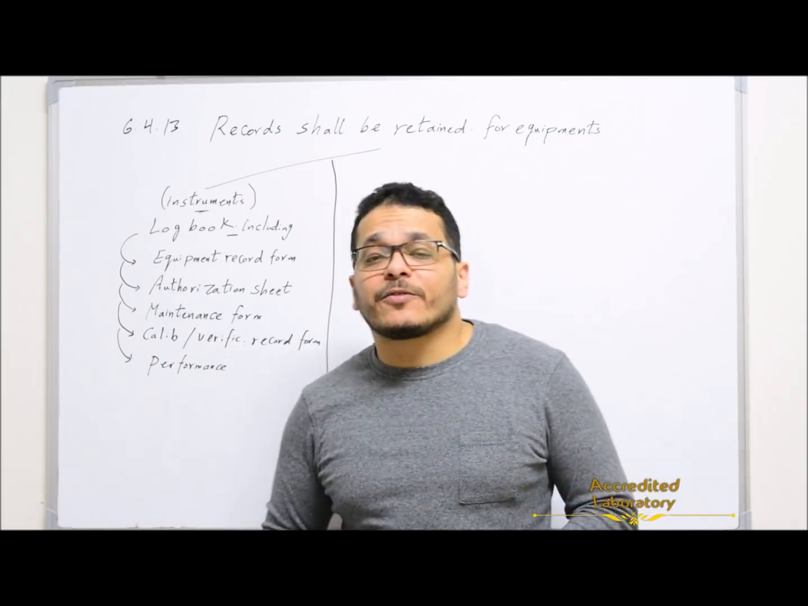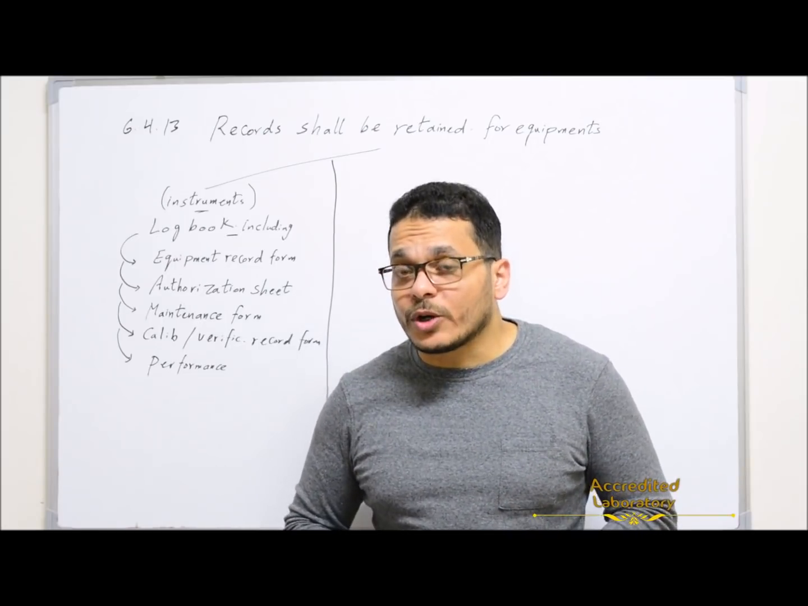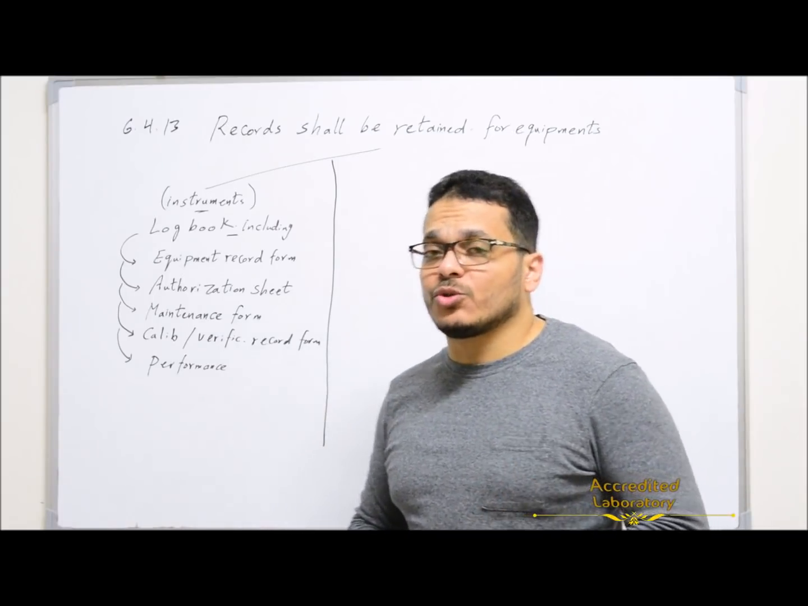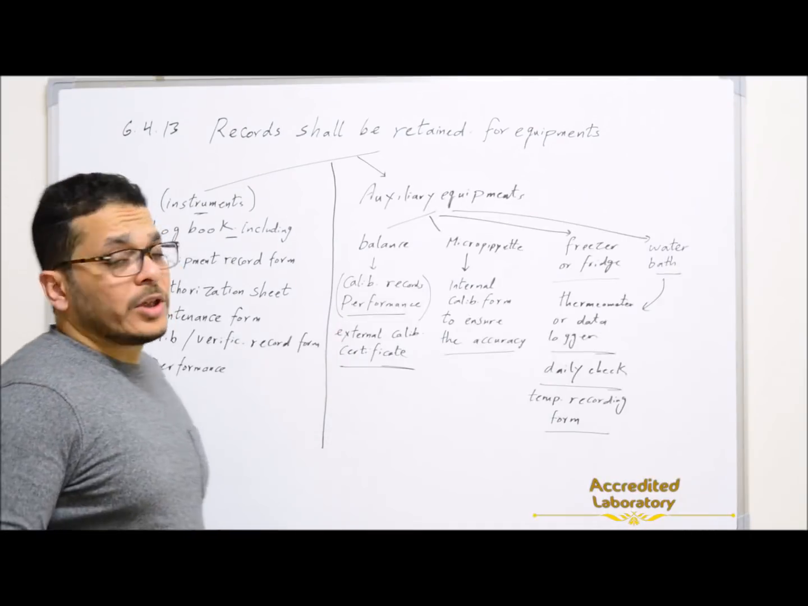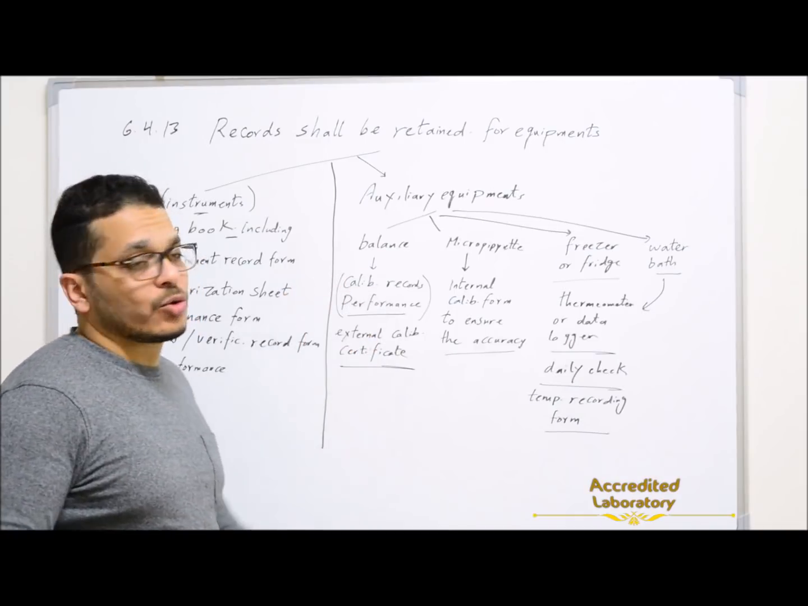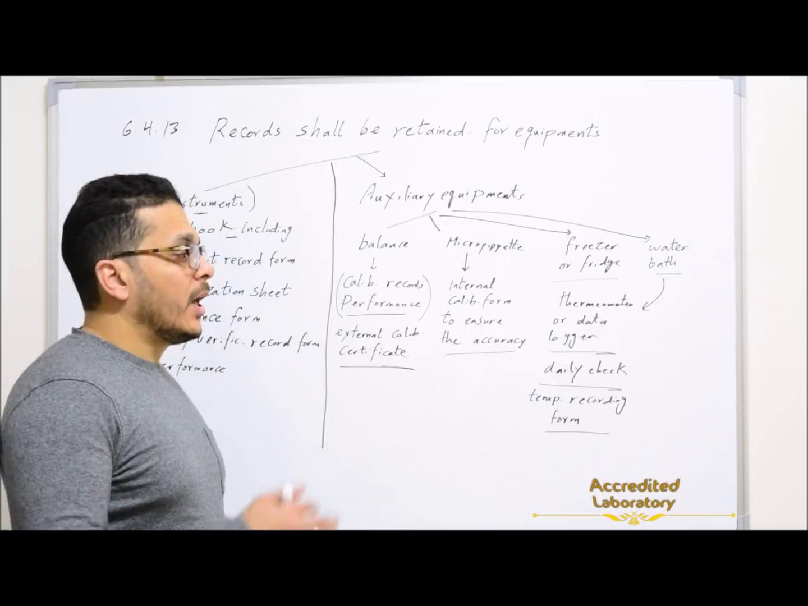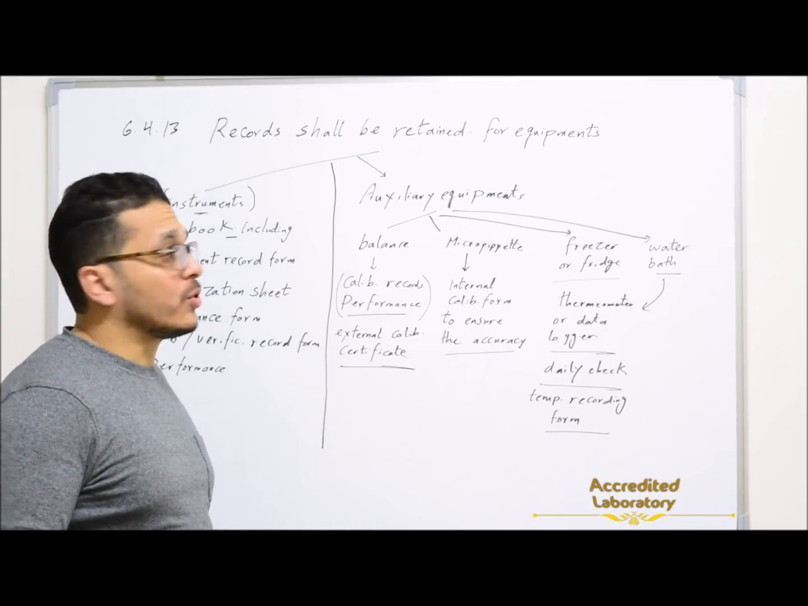Performance: you will check the performance of your instrument daily before every working day to ensure that your instrument is performing well. Also, in your lab you will find many auxiliary equipment such as balance, micropipette, freezer or fridge, water bath, and you should know what records shall be retained for this equipment.